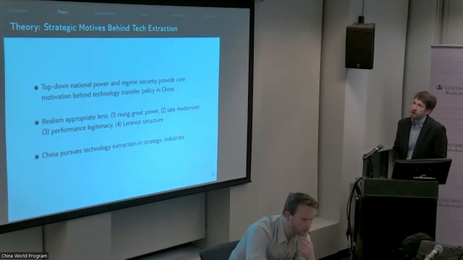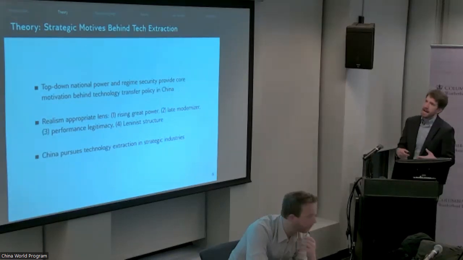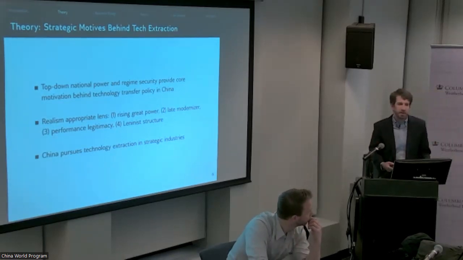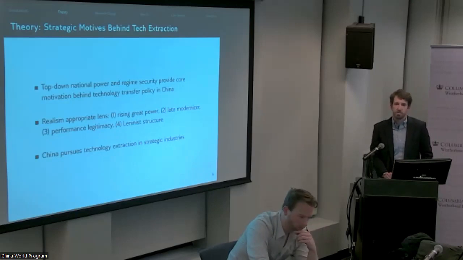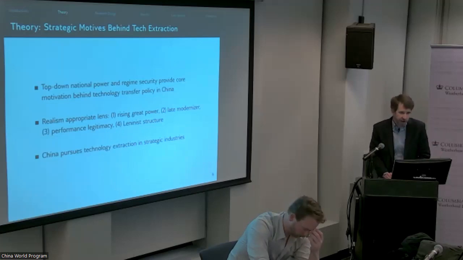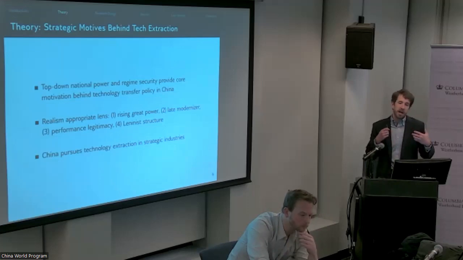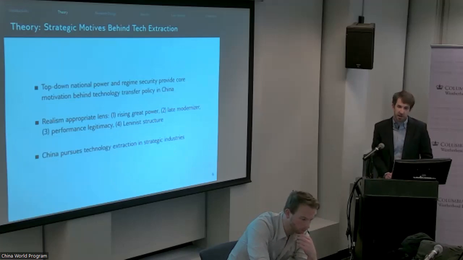All right, so the first part of the theory makes the case that top-down national power and regime security considerations provide the central motive behind China's pursuit of technology transfers. And that motive, simply put, is to transform China into a major or dominant global power by, in Xi Jinping's words, seizing the commanding heights of technological competition in the 21st century.